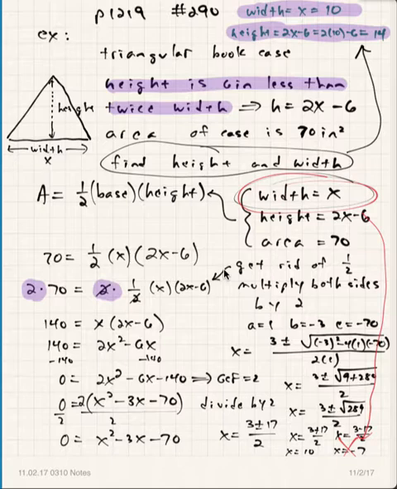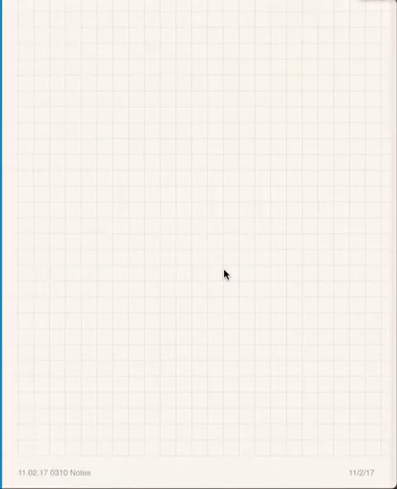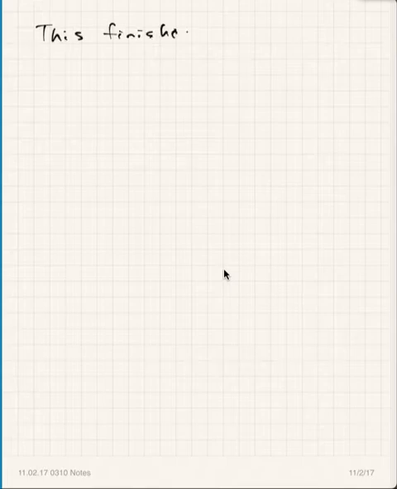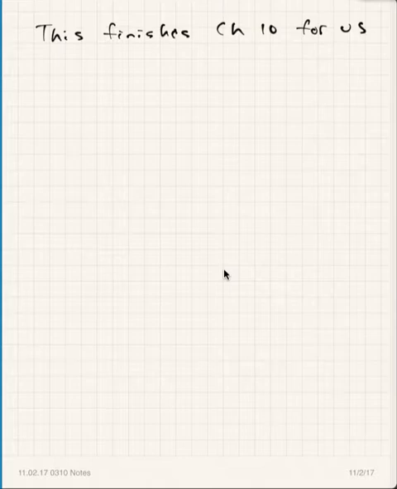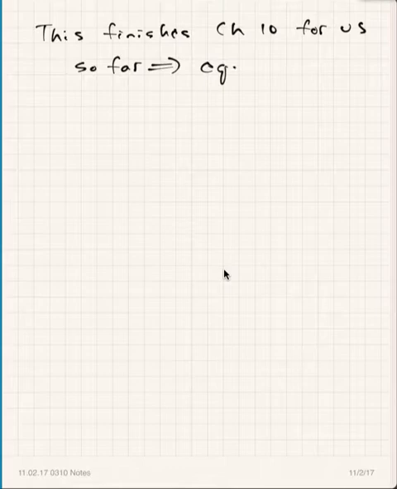All right, so now that finishes what we are going to do with Chapter 10. And in Chapter 10, just like in some of the previous chapters, we've been solving equations. So far this semester, what we've done is we've looked at equations using one variable.